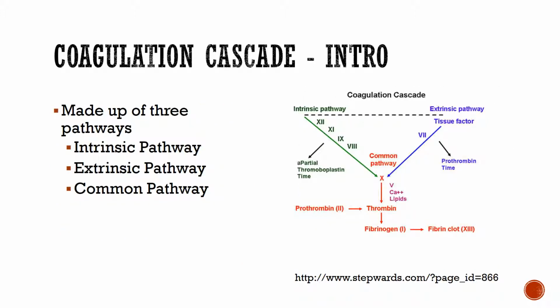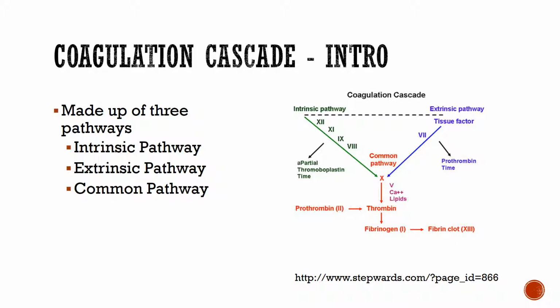Let's pause for a minute so that you can get out your coagulation cascade diagram. Okay, everybody's ready. So here is the coagulation cascade. You'll notice that it's made up of three pathways: the intrinsic, extrinsic, and common pathways.